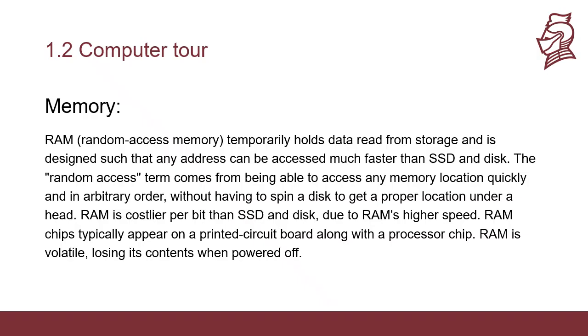So again, memory, random access memory. Random access memory temporarily holds data while the computer's turned on. It's much faster than an SSD drive or a hard drive. It's called random access because you can access any byte in memory by its address. You don't have to read the memory from byte 0 to byte 1 to byte 2 to byte 3 to get byte 4. You can just say, give me byte 4. So that's why it's named random access.